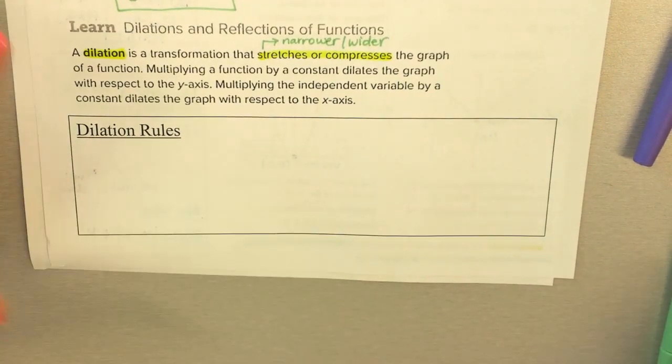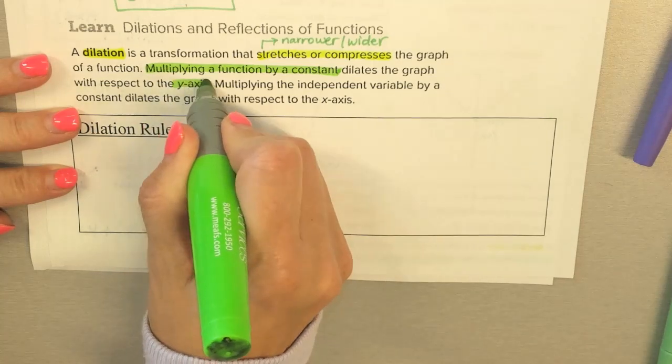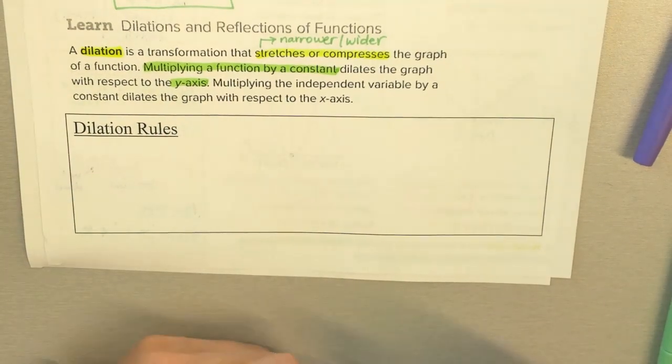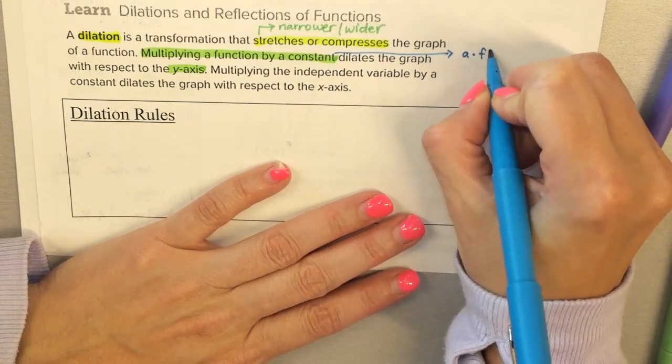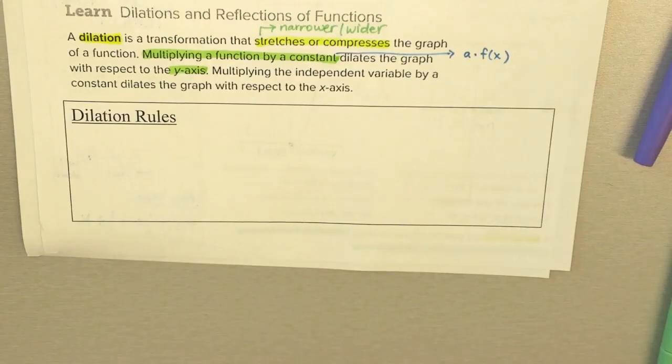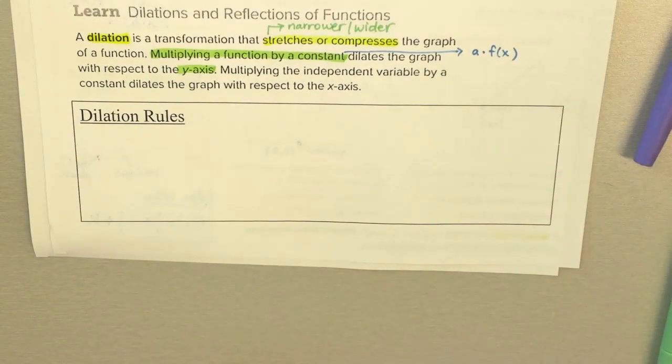Okay, so if you multiply a function by a constant with respect to the y-axis, then you have a rule that looks like this, a times f of x. If you multiply a function by a constant, that's going to dilate the graph with respect to the y-axis. This is going to be one of our rules.